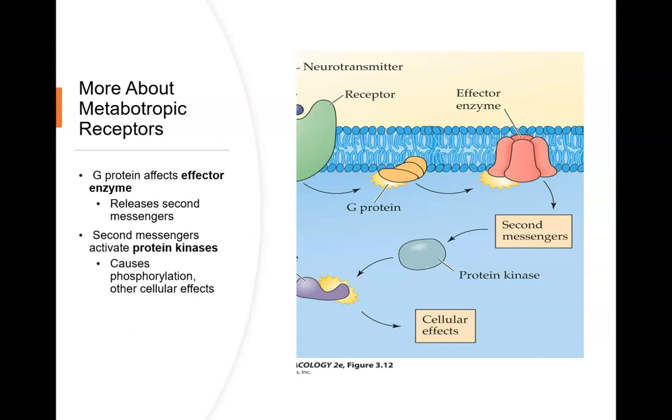phosphodiesterase, which is a very critical enzyme involved in the depolarization, or rather the local potentials, of rods and cones that enable us to see. So this effector enzyme is going to release a second messenger that can include things like cyclic GMP. That second messenger is going to activate a protein kinase. This is going to cause phosphorylation. Phosphorylation is when we add a phosphate group, but it can cause a variety of other cellular effects.